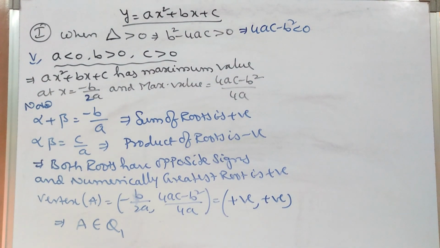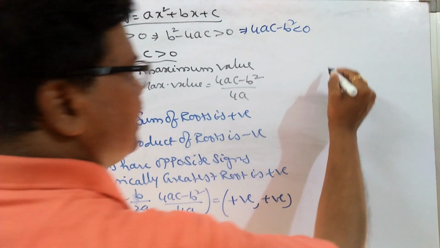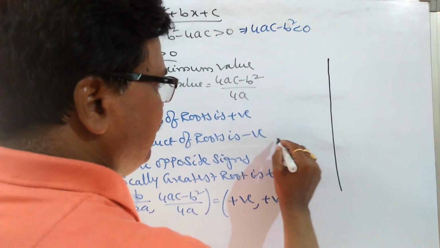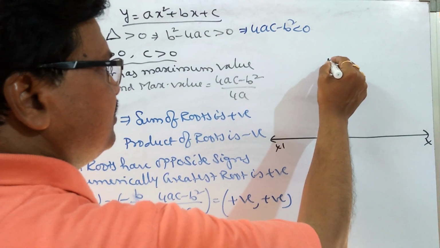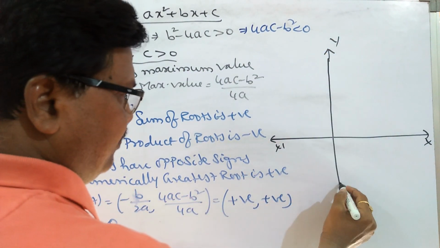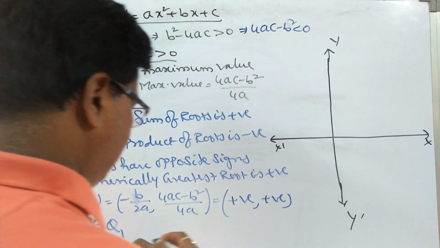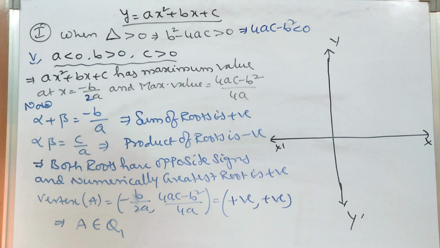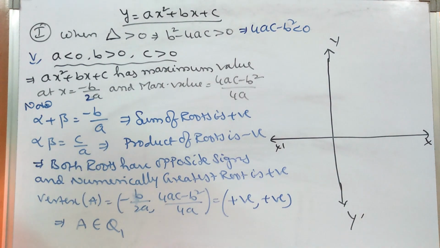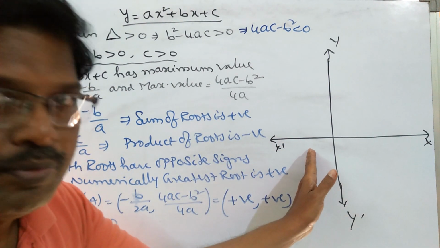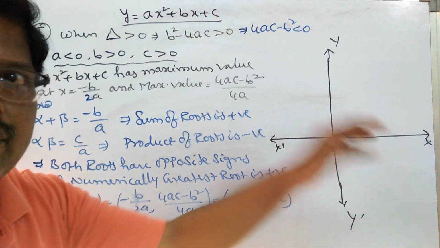Let us draw the graph of this one. Let us consider this is the x-axis and this is the y-axis. The vertex lies in the first quadrant. And how are the roots? Both the roots have opposite signs, which means the curve intersects both the positive x-axis and the negative x-axis.